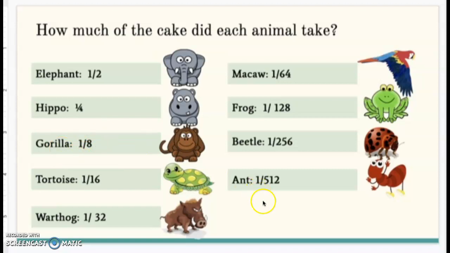But then I challenged them to look at the ant's piece, which was super tiny, and I asked them, hey, is this going to be easy to put in the piece of paper a bunch of times? And they all agreed it was not. So instead, I showed them a different strategy, which was to double the denominator of the previous one taken. So for example, the tortoise would be double the denominator of the gorilla. So what's 8 times 2? 16. And I explained that the numerator would always be 1 because it's just one piece.